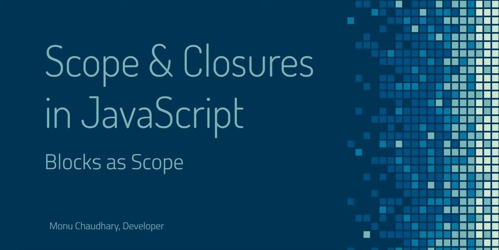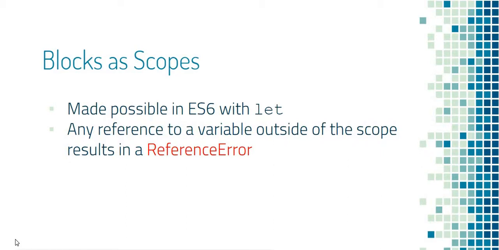In the previous video, we discussed what functions as a scope was. So today we are going to discuss what blocks as a scope is. So let's start now. Until ECMAScript 6, we had only functions as a scope, and functions as a scope was made possible with the help of the var identifier.